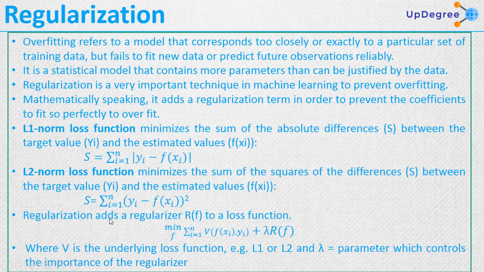So regularization adds a regularizer, R of f, to a loss function. You can see the respective formula here, where V is the underlying loss function. It might be the L1 norm loss function or the L2 norm loss function, and lambda is a parameter which controls the importance of the regularizer. So in this way you find what a regularizer is, what regularization is, and what the different norm loss functions L1 and L2 are. In this video we have discussed residuals, errors, and regularization. Thanks for watching this video.